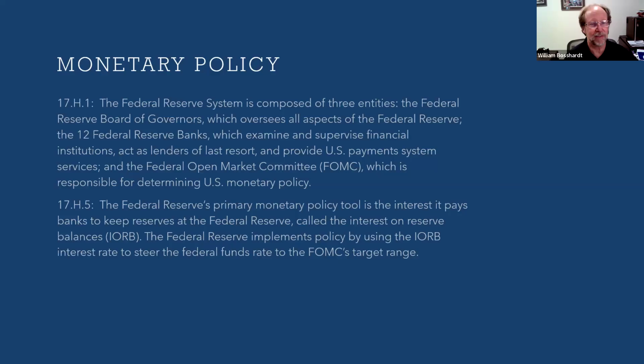And so we see that the Federal Reserve System, and it talks about the composition of the Fed in 17H1, and then the main thing here is 17H5. The Fed's primary monetary policy tool is the interest it pays banks to keep reserves at the Federal Reserve, called the interest on reserve balances, IORB. The Federal Reserve implements policy by using this interest rate to steer the federal funds rate to the FOMC's target range. And so, yeah, we wanted these standards to clarify exactly what is currently being reflected. I was looking at my state's standards, and they still have the old discount rate and money supply. This hopefully will nudge people to bring in these things.